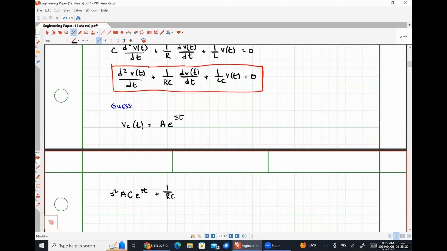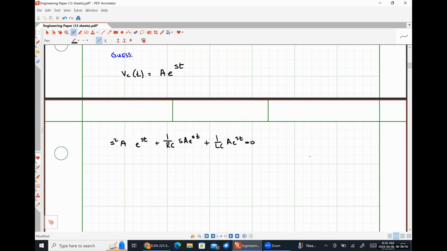plus 1 over RC times the first derivative, which should be sA e to the st. Actually, there shouldn't be a C here. I knew that looked wrong. I already took care of that when I divided things out. So just s squared A e to the st. Sorry about that mistake. And then I'm going to have 1 over LC times A e to the st equal to 0. And now I'm just going to group things together.